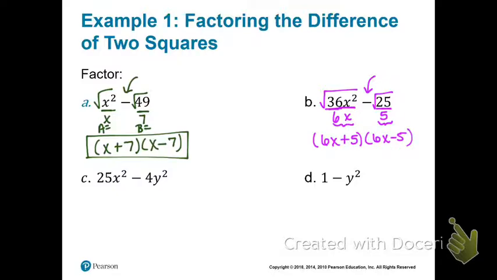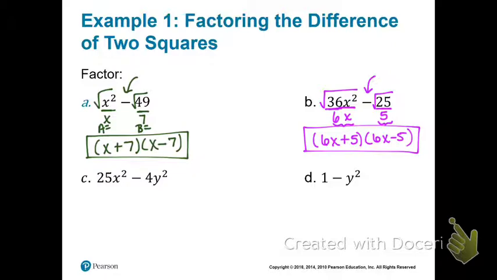Check to make sure both parentheses are factored completely. Neither one of them has a greatest common factor other than 1, and they're both 2 terms, but neither one is a difference of squares. So C.